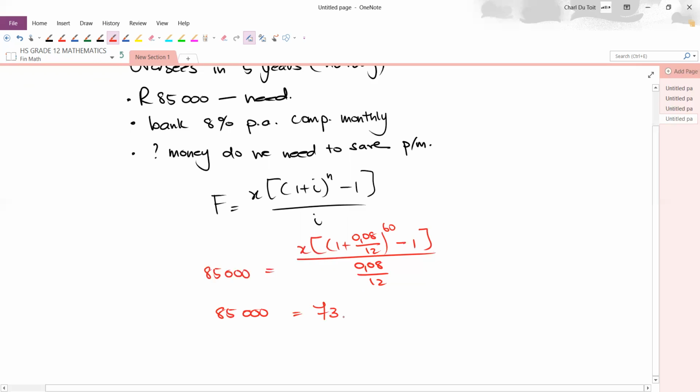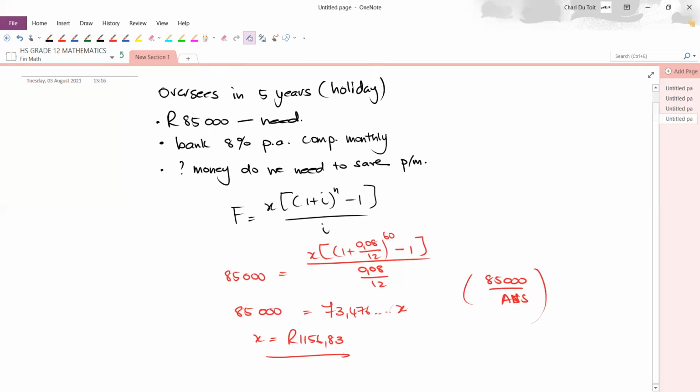I get something like 73,476 with lots of other decimals for X. And that means I'm just going to write in my calculator, type 85,000 divided by answer. 85 grand divided by answer. Whoa. And then I get X as 1,156 Rand and 83 cents. I got the same answer. Okay, good.